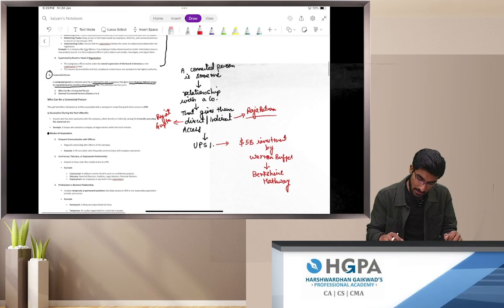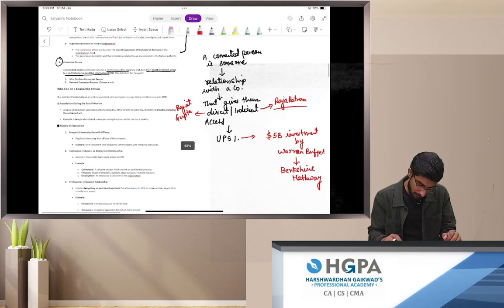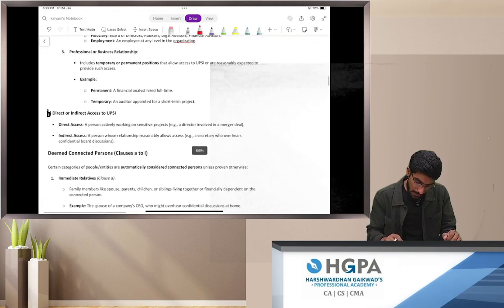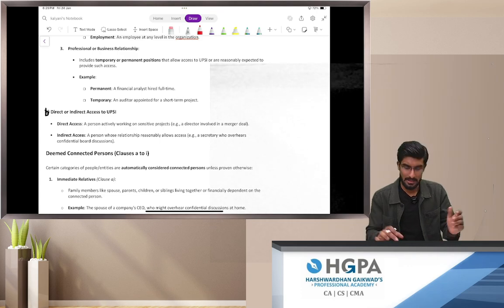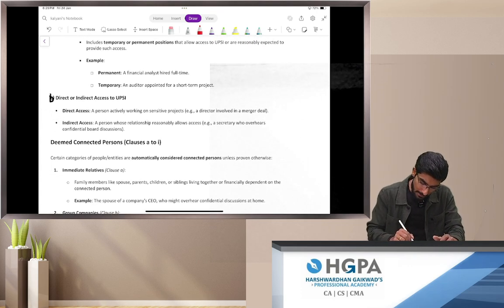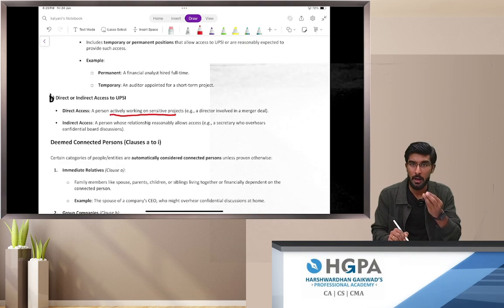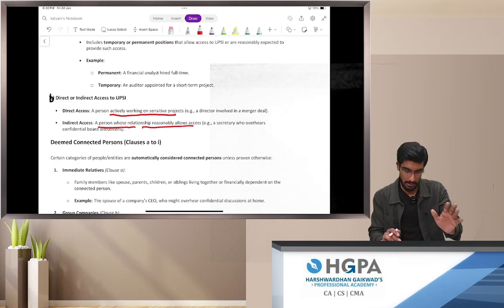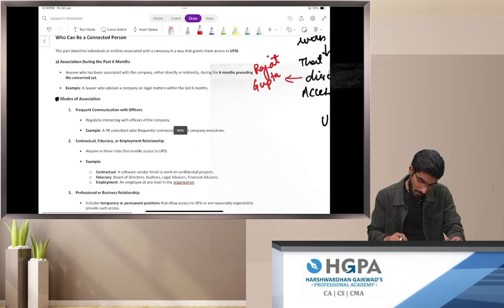So, connected person's definition is over. Now, direct or indirect access to UPSI. What does that mean? A person actively working on sensitive projects, Rajat Gupta. A person whose relationship reasonably allowed access to UPSI, Rajaratnam.